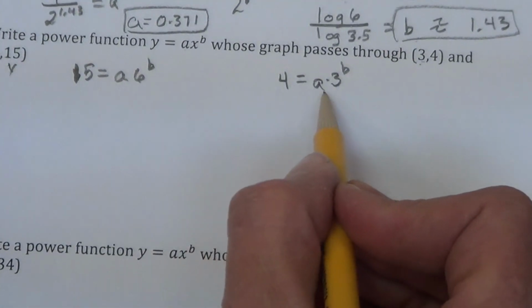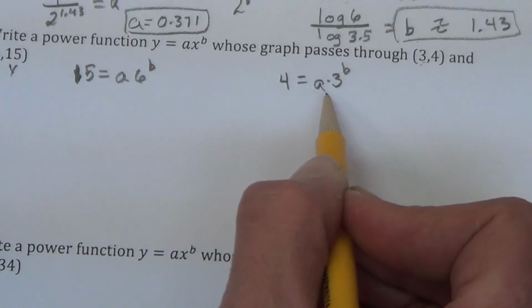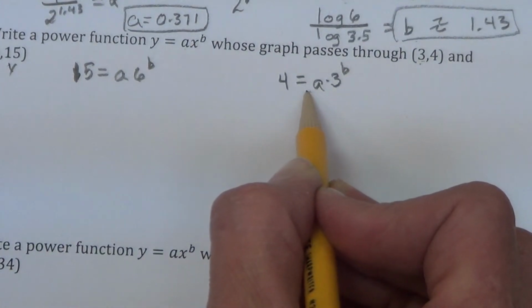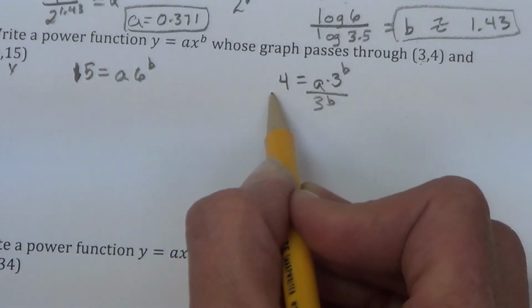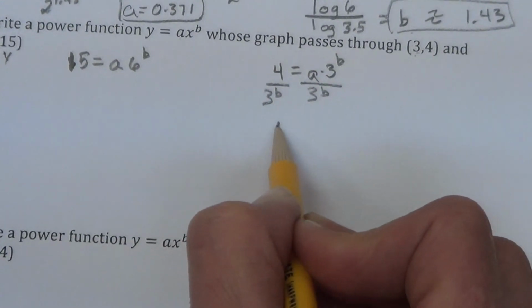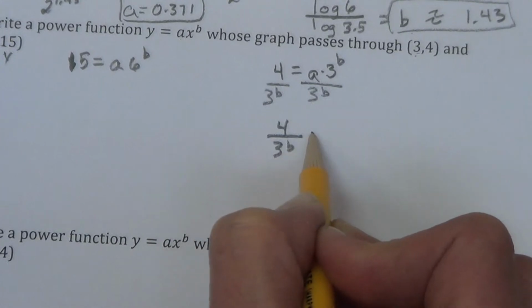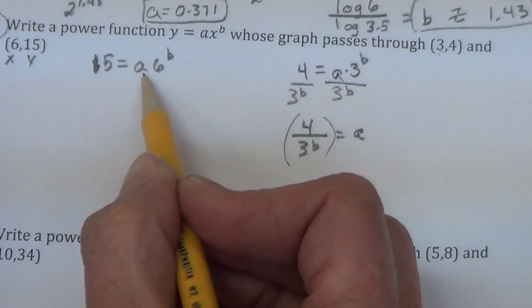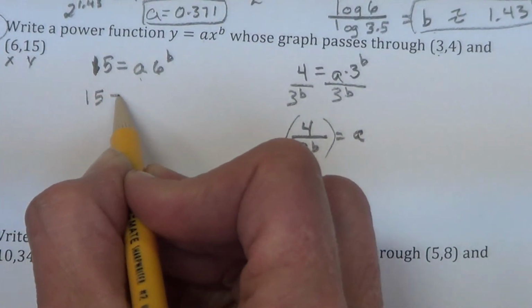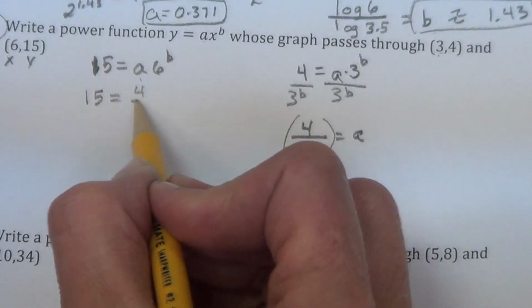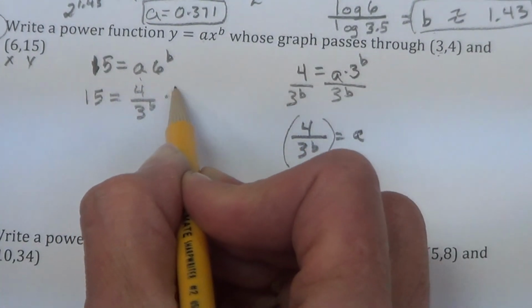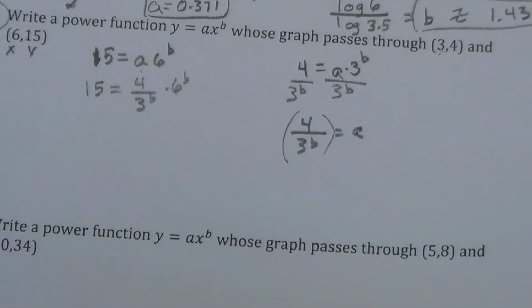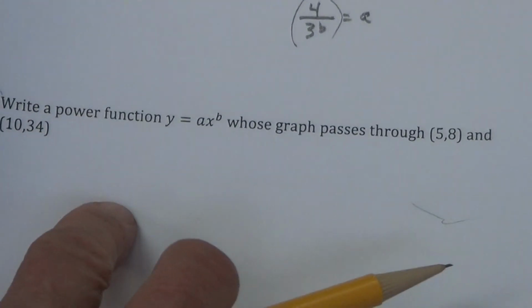Now, I would say it doesn't really matter, you could do either one. I would do this one, probably. But get the A by itself, so divide by 3 to the B. So we get 4 over 3^B is equal to your A value. Now you plug this in for your A value. So you have 15 equals 4 over 3^B times 6^B. And now you take it from there, see if you can solve for the B value. Okay? I'm going to have you do number 3 all by yourself.